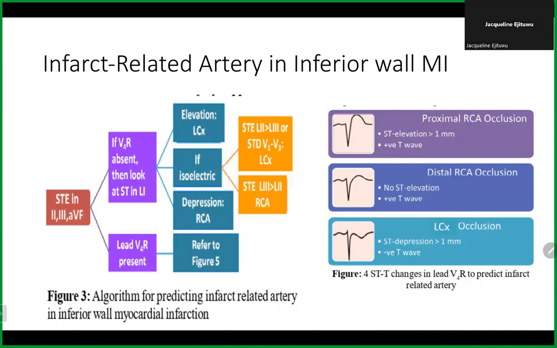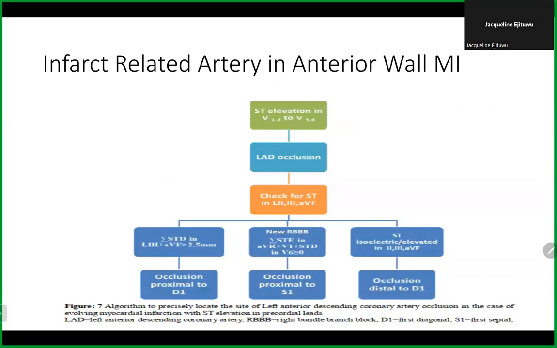So next slide. There's also this algorithm I came across to delineate whether the left anterior descending artery occlusion is proximal LAD or distal LAD. In an anterior wall MI, where we have ST elevation extending from V1 to V4 or even up to V6, it's likely to be LAD occlusion.